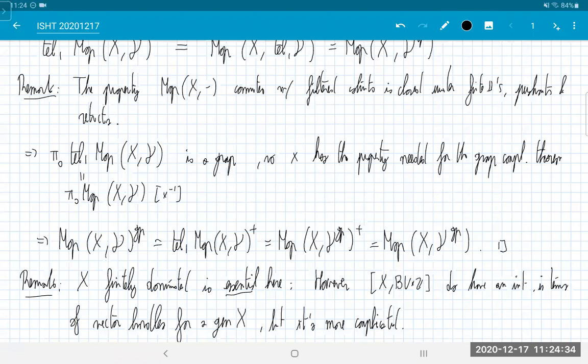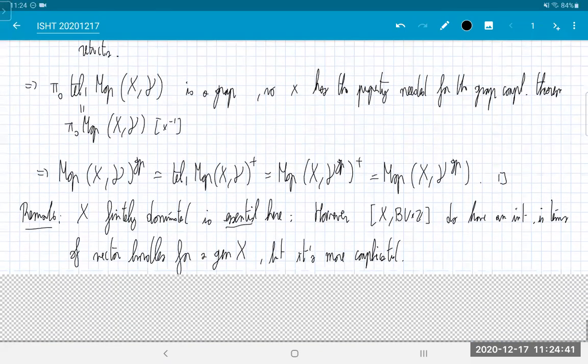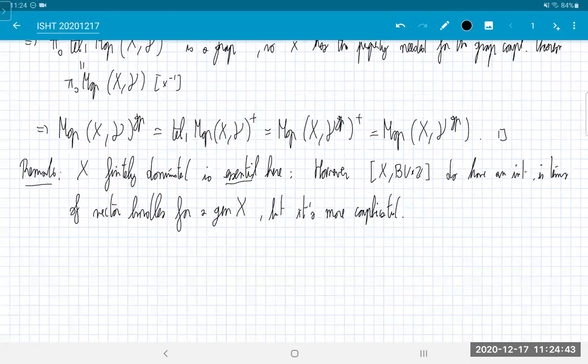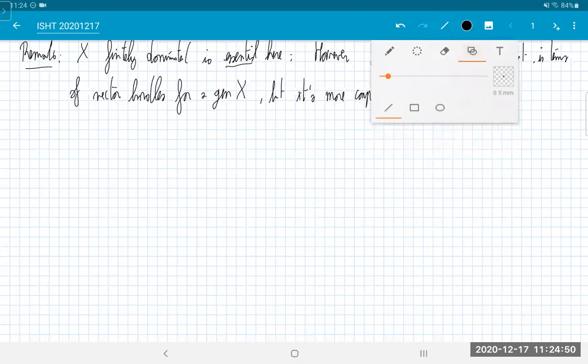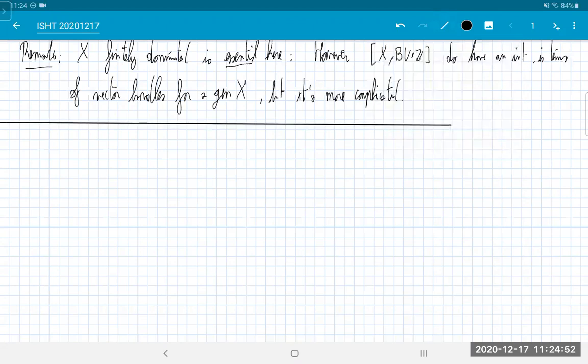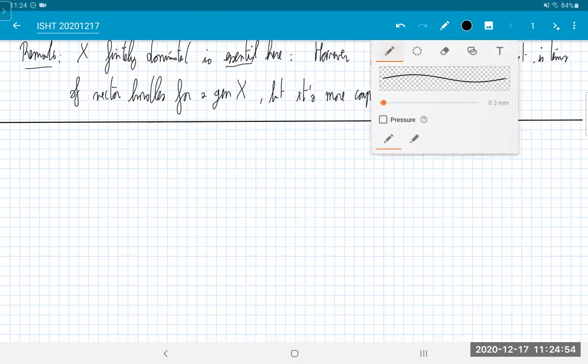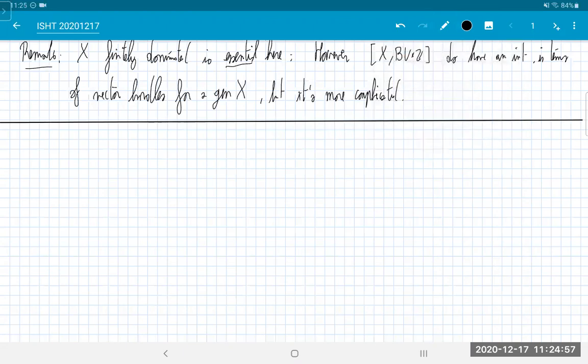But I wanted to give a purely homotopical proof because I think it makes sense in this context. Okay. Questions? If not, it's time to prove a major theorem. And you will be surprised how it falls down magically. It's about the periodicity theorem.